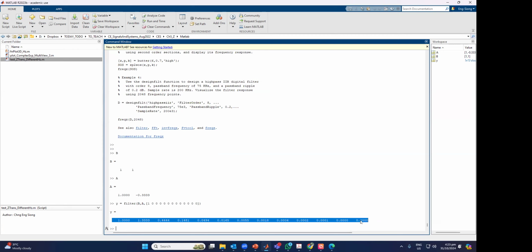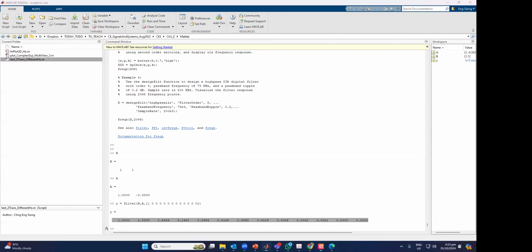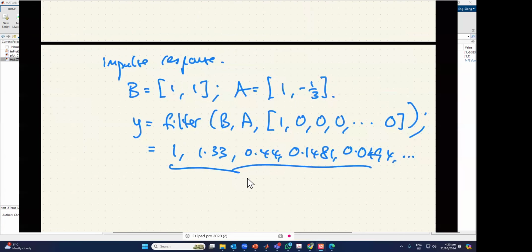All right. So let's record these numbers first: 1, 1.33, 0.44, 0.1481, 0.0494, and so on. So in the exam, if I ask you to find values of h[n], then all you do is this filter B, A with an impulse, and you get the numbers. And you list them for me to two, three more places. So this is one way.